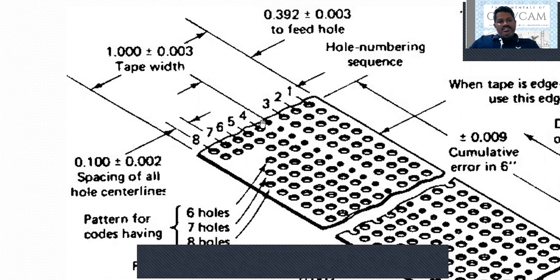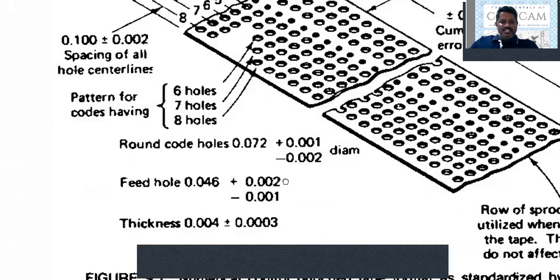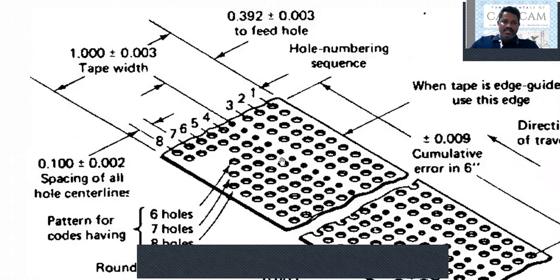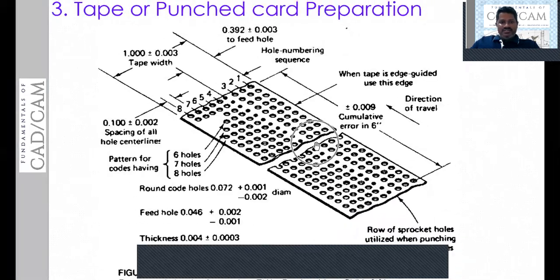As we have seen in the last slide, the width is not around 1 inch, it is exactly 1 inch. As per the Electronics Industries Association, EIA approved punched tape has 1 inch width, and it has 8 tracks. Along with that, there is one track which is used to feed the tape. This is the outline of the punched tape as per the EIA.